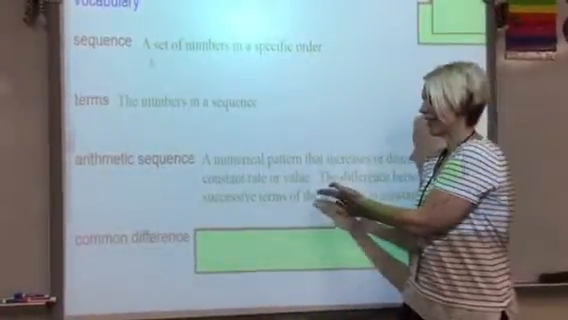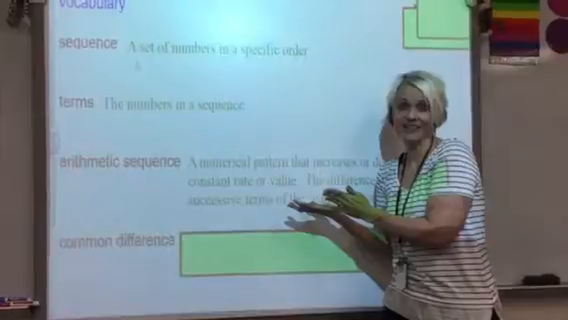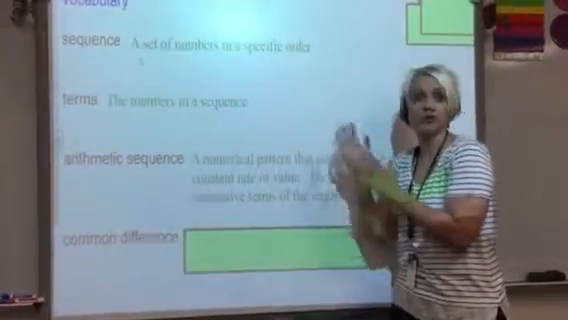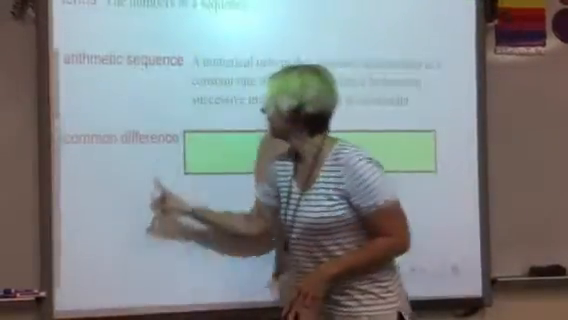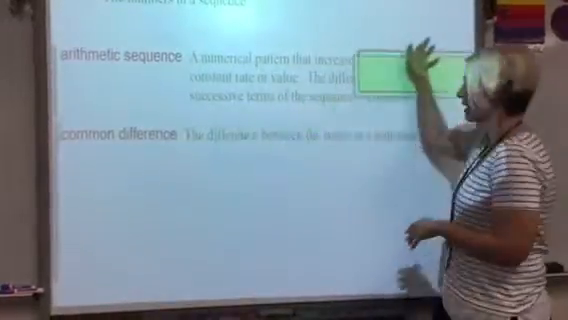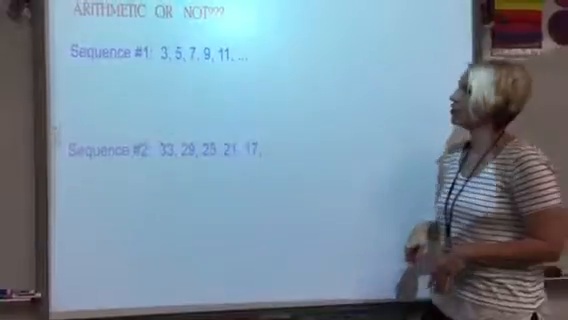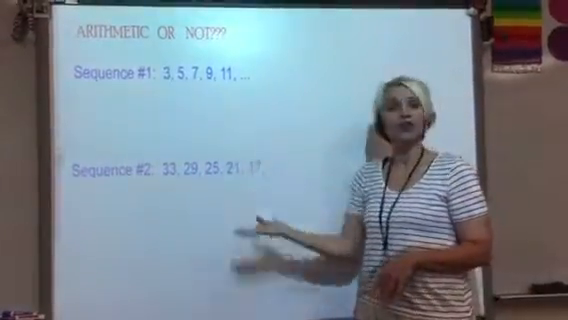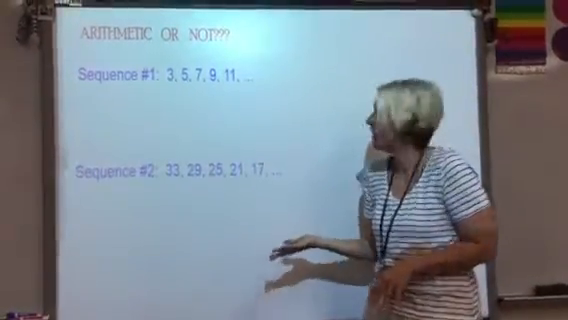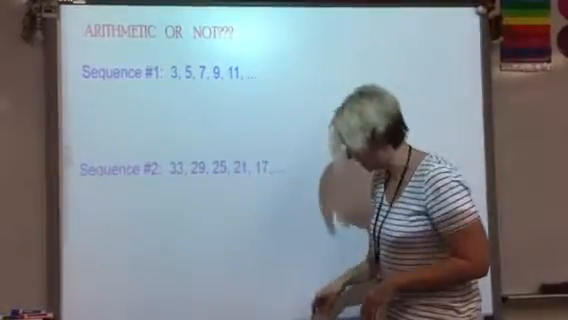So let me translate that. You're going to have a common difference. The difference between all your terms is going to be the same. And then common difference is your last term, and it is the difference between the terms in a sequence. So the first thing that you're going to do is look at a sequence and determine if it's arithmetic or not. So we need to look to see if it has a common difference.